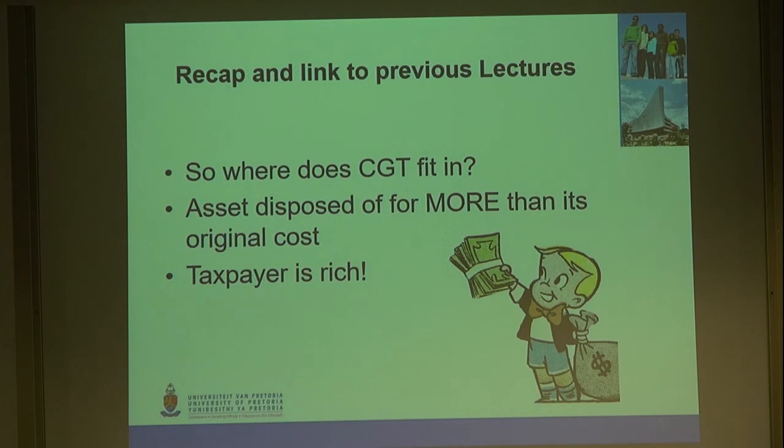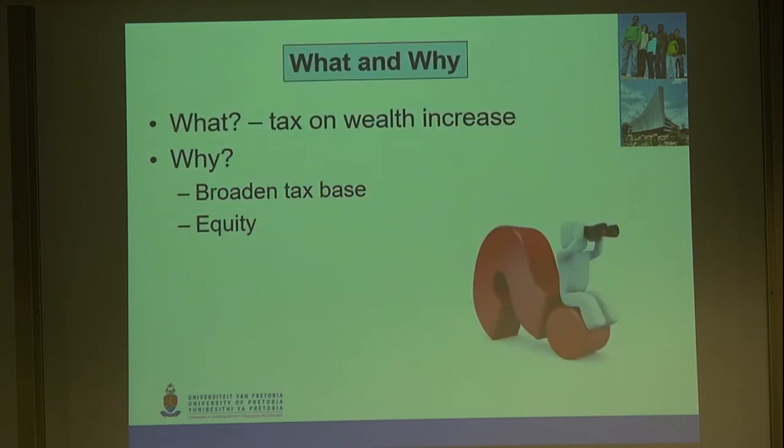I'm not sure the taxpayer is rich, but generally speaking, it is your wealthier people that will end up paying CGT. It is not meant to be a tax that affects everybody. It's a wealth tax, and the reason is obviously to collect more revenue from the government's point of view and to broaden their tax base, so they have more places to collect tax from. And in terms of equity, it means collecting tax from the people who have more. So that is the reason behind CGT.